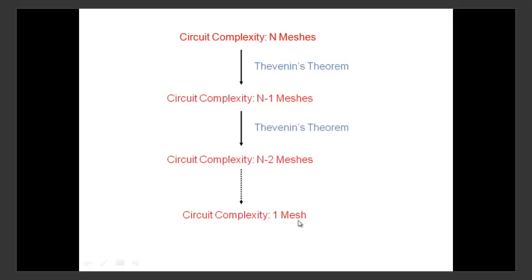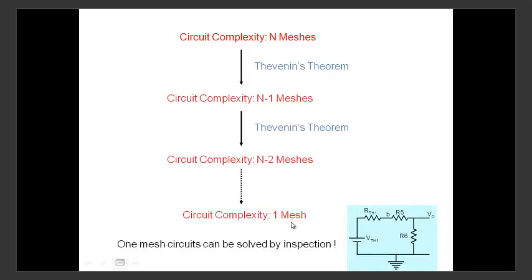But you'll get lots of one mesh circuits, as you saw. It's not that you have to solve just one mesh circuit. You get lots of them. So effectively what we are saying is that, in principle, any complex n mesh circuit can be reduced to a series of one mesh circuits. And each one mesh circuit you can solve by inspection. You can simply look at it and write down the answer. That's another way of looking at what Thevenin's theorem is doing: reducing effectively the number of meshes by one.